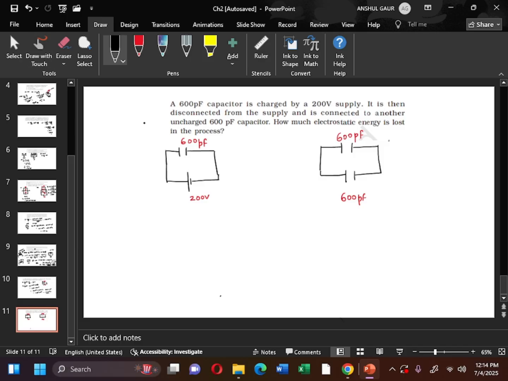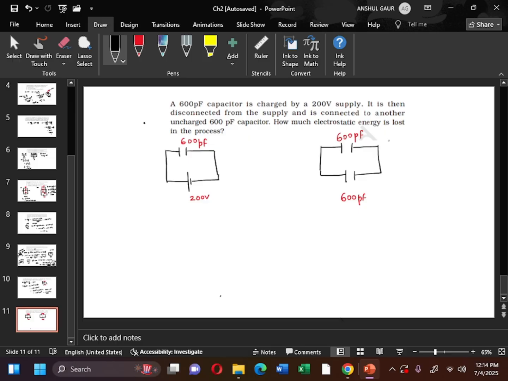The energy is lost in the form of heat due to the charge transfer which takes place from the charged capacitor to the uncharged capacitor. So in the first step, this capacitor acquires some charge, and in the second step, the stored charge gets transferred into the uncharged capacitor till both the capacitors have the same charge. And in this process, there is a loss of energy.